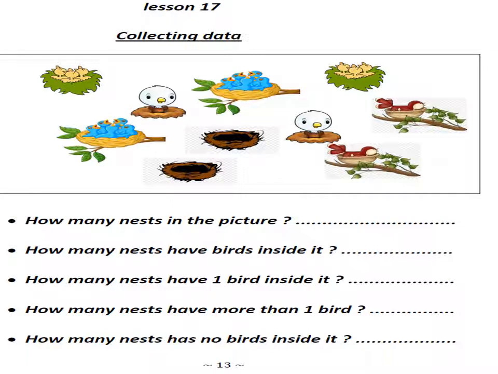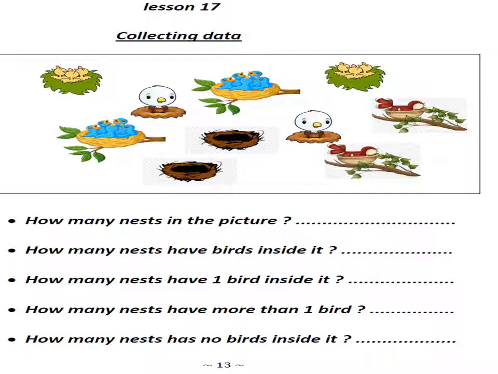Collecting data. Here we will have a lot of nests and a lot of birds. And I will start to count the number of nests and the number of birds. Then we will write the number in digits and in letters. Okay, primary one. The first question here, he asked me about how many nests are in the picture.